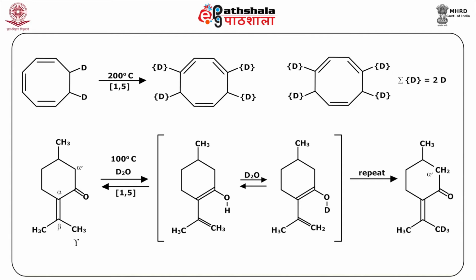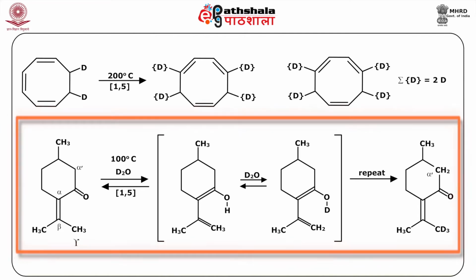cyclooctatrienes undergo electrocyclic ring opening to 1,3,5,7-octatetraene and reclosure to vinyl-1,3-cyclohexadiene. The second example shows another 1,5 hydrogen shift from the proximal methyl group to the carbonyl oxygen atom.